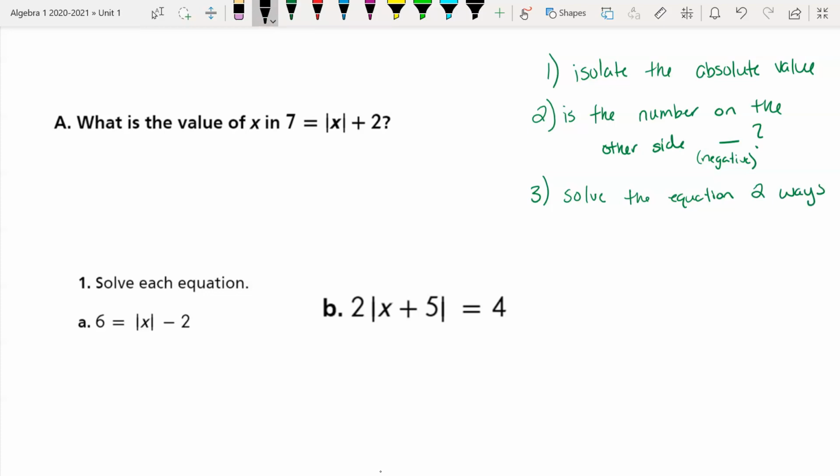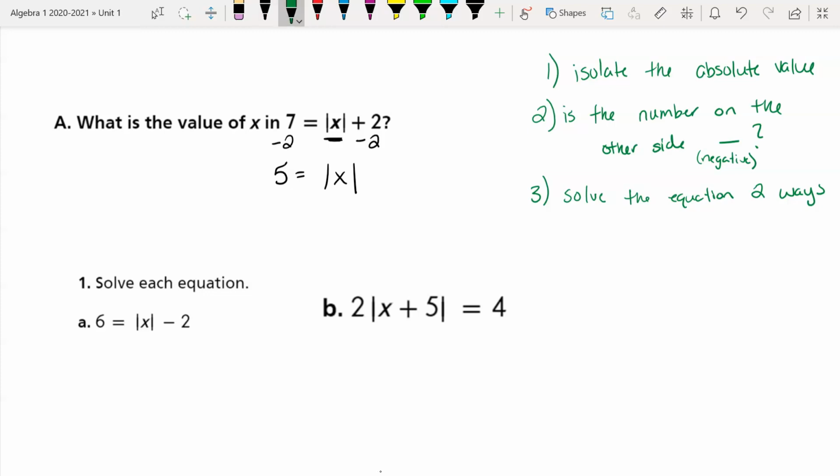So the first step is to isolate the absolute value. So what that means is I want to get this absolute value by itself on one side of the equal sign. It can be the left or the right side. In this case, it's on the right side, so I'm just going to leave it there. So in order to isolate it, I need to subtract 2 from both sides. So I'm going to get 5 equals the absolute value of x.